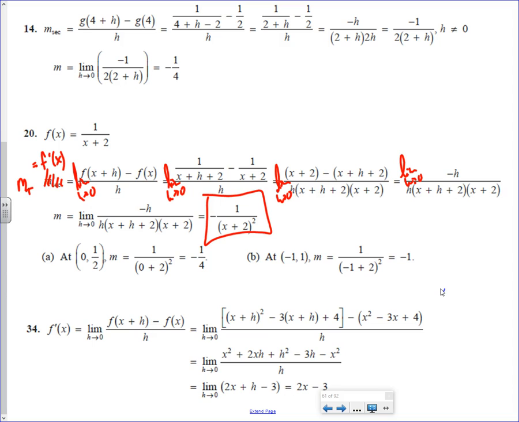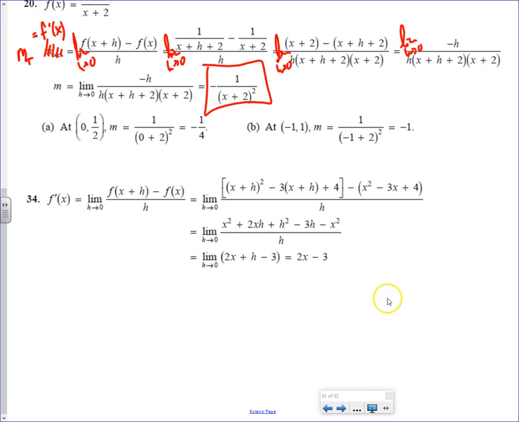Like in number 14, how they went ahead and plugged in the 4 right away. It was specific right away. They ended with 1 slope and 1 slope only. But if you start general and solve the general derivative for all the slopes of a curve, then you get this equation at the end that you can plug in x equals 0, or plug in x equals -1, or plug in whatever you want and get lots of different slopes. That's how the general can be really useful. Number 34, final answer, 2x minus 3.